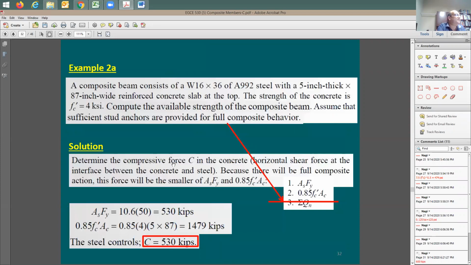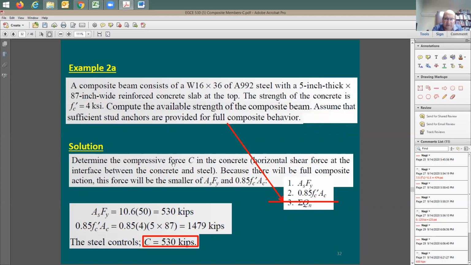In this example, you have a composite beam consisting of W16 by 36, A992, which is grade 50 KSI. You have a 5-inch thick concrete slab, 87 inches wide on the top. The strength of the concrete is 4 KSI. It says here, compute the available strength of the composite beam.